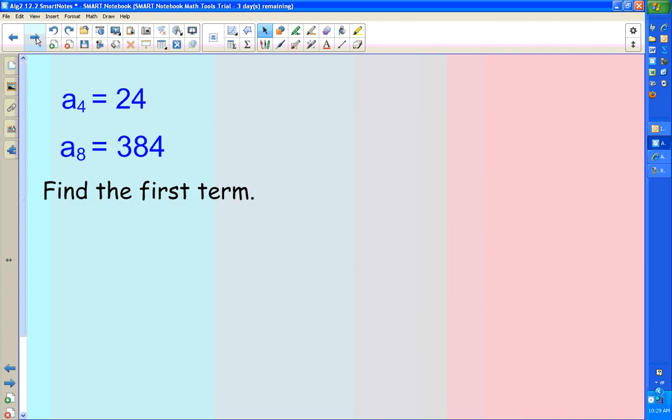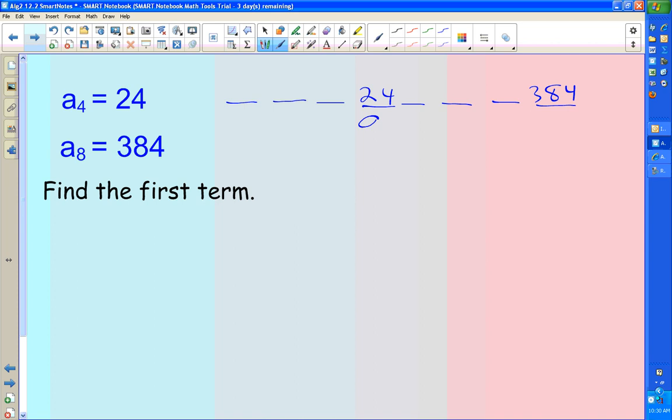Okay? This is a blankety blank problem. You're better off trying to show everything than to impress me with what you can do in your head. Blankety blank problem. The sequence looks like this. Blank, blank, blank, 24. Blank, blank, blank, 384. And this is a sub 4 in the real world. And this is a sub 8.